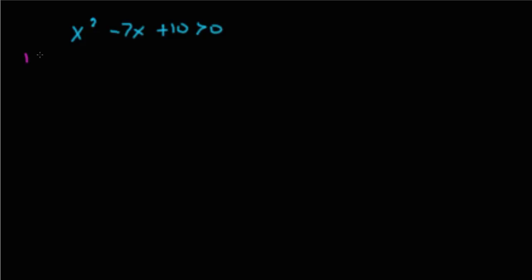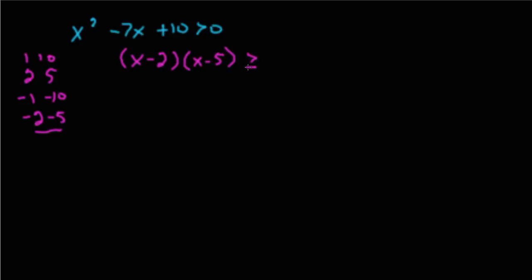So for a positive 10, we'll have 1 and 10, 2 and 5, and then we'll also have a negative 1 and a negative 10, because negative 1 times a negative 10 is positive 10, and negative 2 and negative 5. And then we're looking for the factors that when they are added up will give us a negative 7. You can see it's this last one here, the minus 2 and the minus 5. So then we could factor that and say x minus 2, x minus 5 is greater than, sorry, not greater than or equal to, it's just greater than 0.